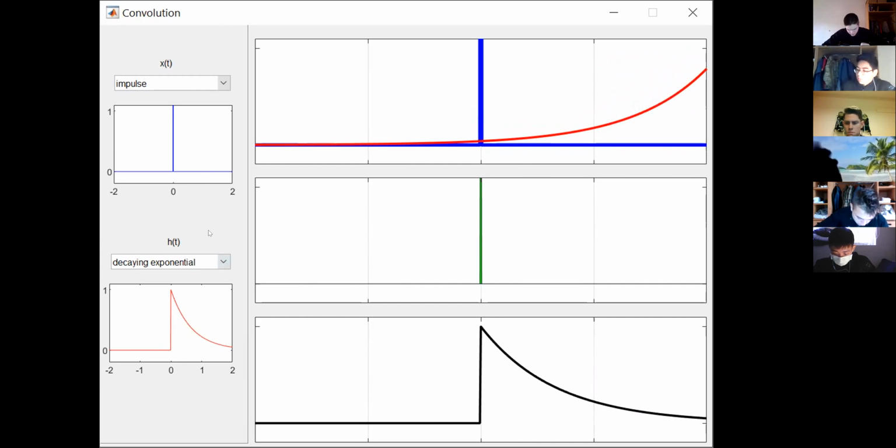Why wouldn't that area be getting smaller? Why wouldn't y of t be getting smaller if you're reducing the amount of, oh wait.